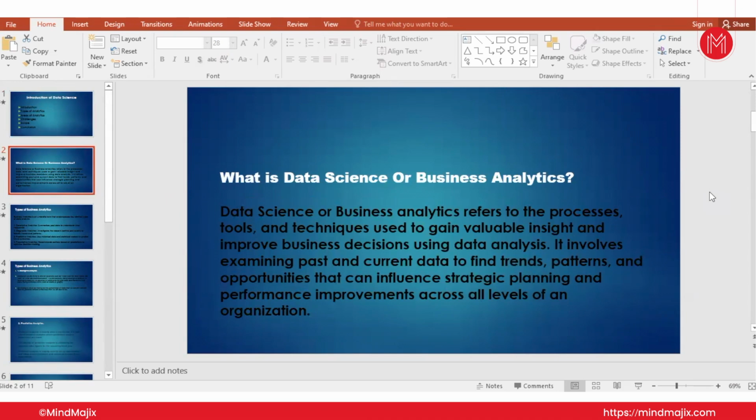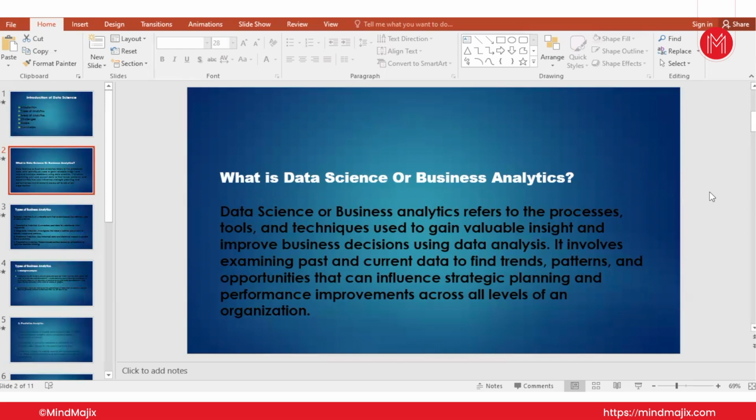Data science or business analytics refers to the process, tools, and techniques used to gain valuable insight and improve business decisions using data. It involves examining past and current data to find trends, patterns, and opportunities that can influence strategic planning and performance improvement across all levels of an organization. Both are similar terms. In data science or business analytics, we calculate insights when we have some data. For example, when we have organization-level data, we use that data, apply analytics over it, and try to find patterns, hidden insights, and valuable decisions.